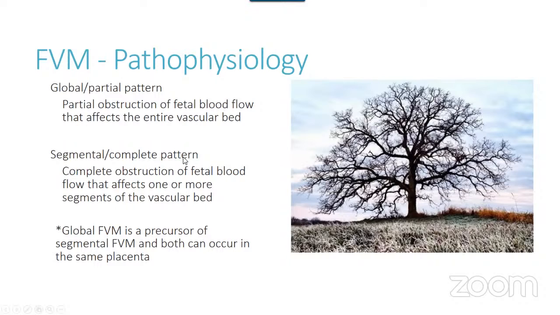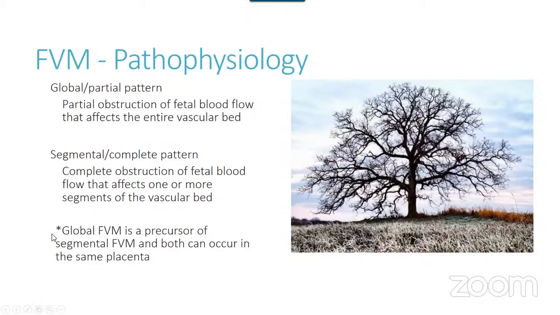Versus the segmental complete pattern, which is a complete obstruction of blood flow that affects one or more segments of the vascular bed. So if global partial means we cut into the trunk partially, so you're still getting blood flow through, but it's reduced, versus segmental complete is I cut a branch off completely. So then this entire branch has complete loss of blood flow, but it is only a segment of the placenta as a whole.